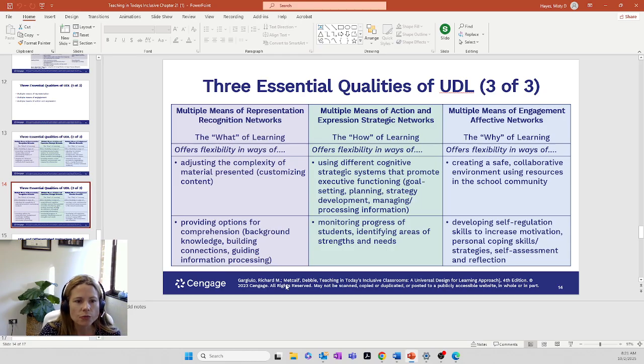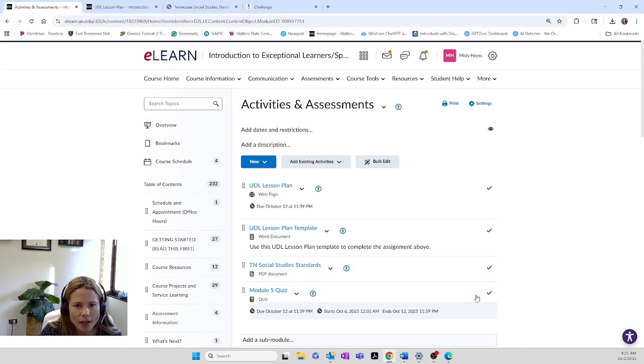Okay, so those are the three core qualities that you'll be focusing on in chapter 2. So let's go ahead and get into our assessments. How are you going to be assessed this week? If you'll look here, you obviously have your Module 5 quiz, which I told you about earlier. It will close October 12th.